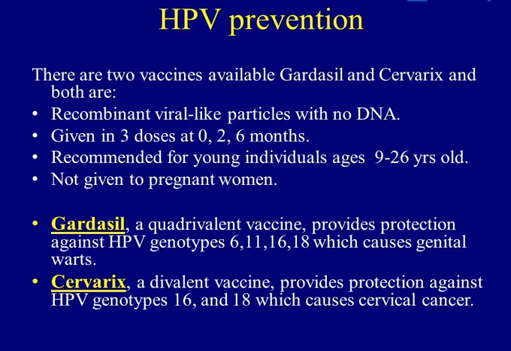HPV prevention. There are 2 vaccines available: Gardasil and Cervarix, and both are recombinant virus-like particles with no DNA. Given in 3 doses at 0, 2, 6 months. Recommended for young individuals ages 9 to 26 years old. Not given to pregnant women. Gardasil, a quadrivalent vaccine, provides protection against HPV genotypes 6, 11, 16, 18, which cause genital warts. Cervarix, a bivalent vaccine, provides protection against HPV genotypes 16 and 18, which cause cervical cancer.